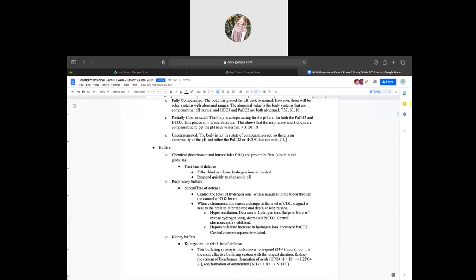I'm just going to pull the one up top. This is how a respiratory acidosis uncompensated ABG will look. See, your pH is below 7.35, your CO2 is above 45, and that bicarb is in a normal range. It's between 22 and 26, it's 24. So that shows that patient is not in a state of compensation yet, so there's an abnormality of the pH and either the PaCO2 or HCO3. In this situation, the PaCO2 is abnormal and the HCO3 is normal. Okay?